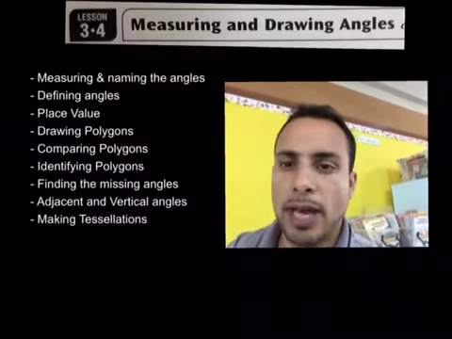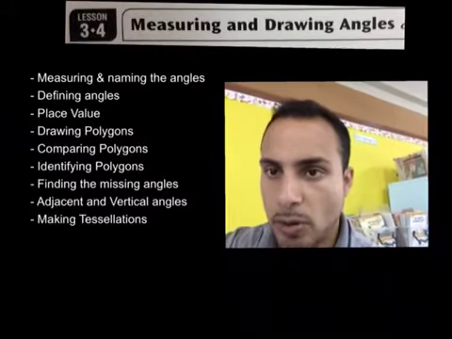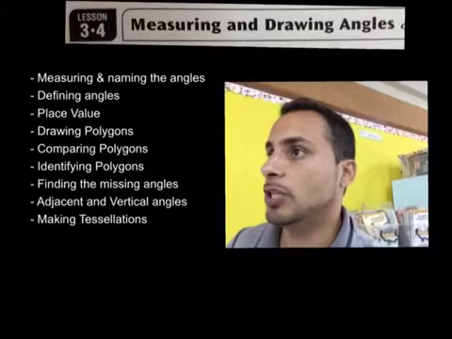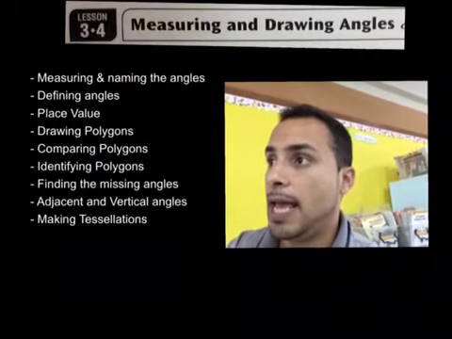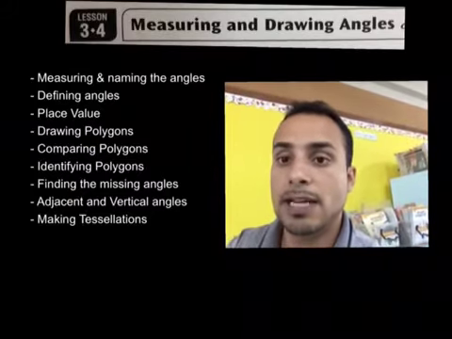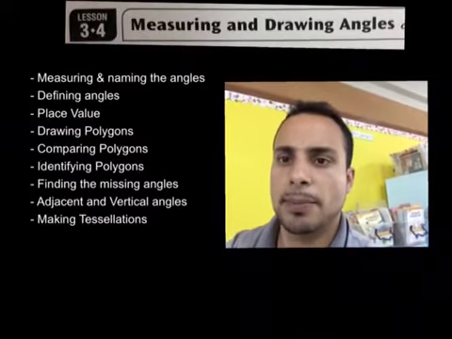Adjacent and vertical angles. Adjacent means next to, and vertical means across. And making tessellations. A tessellation cannot have anything overlapping and cannot have any gaps. The polygons must fit perfectly together. Now let's do an example of each one.